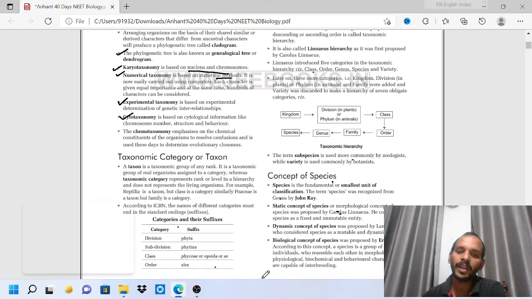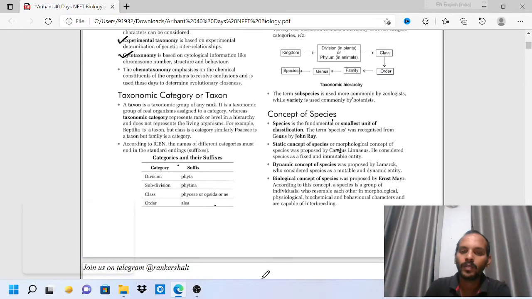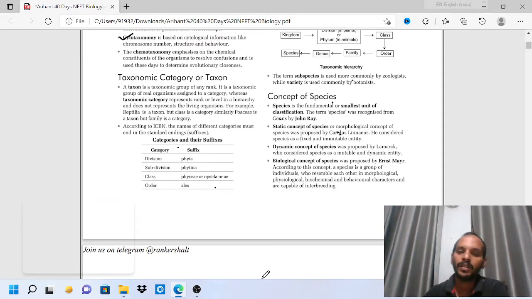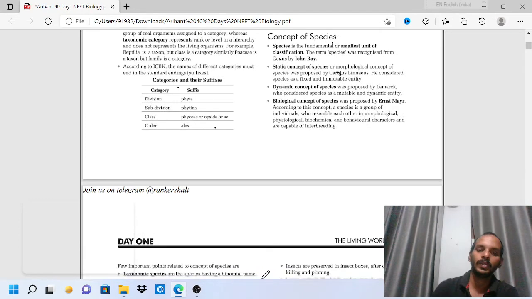It was recognized by John Ray. The biological dynamic concept was proposed by Lamarck. And the static concept was proposed by Carolus Linnaeus. The biological concept of species was proposed by Ernst Mayr. So next one.